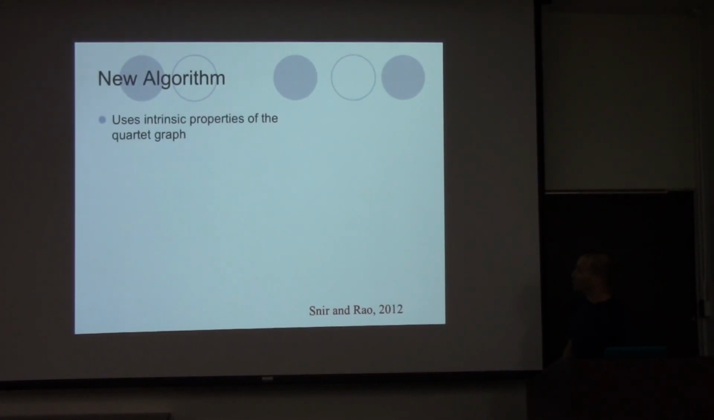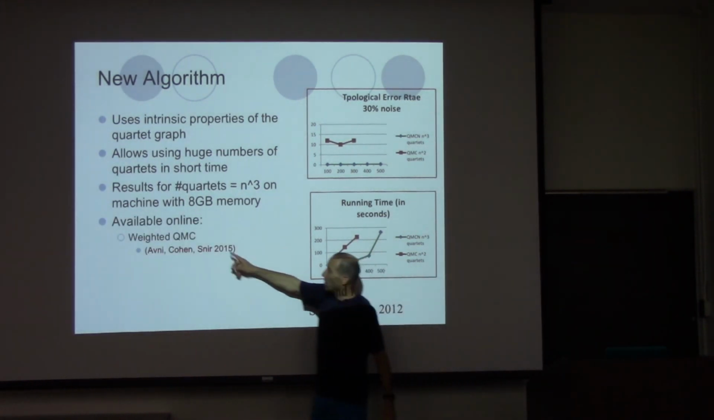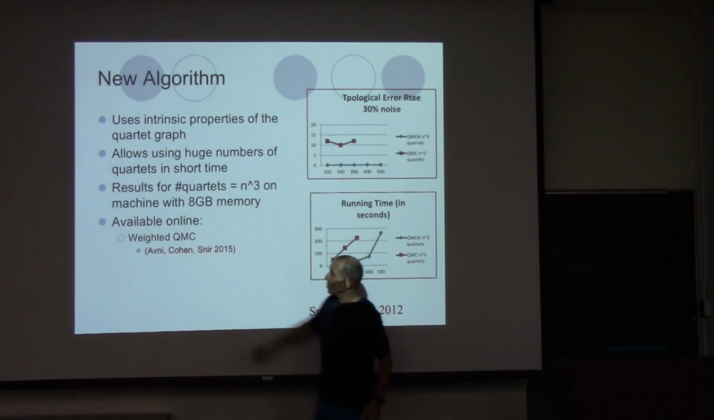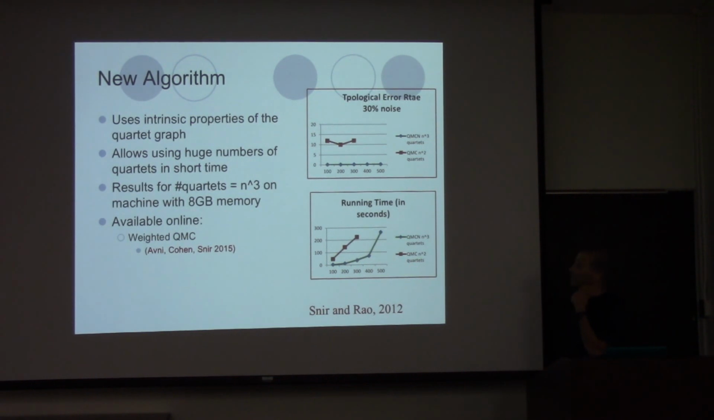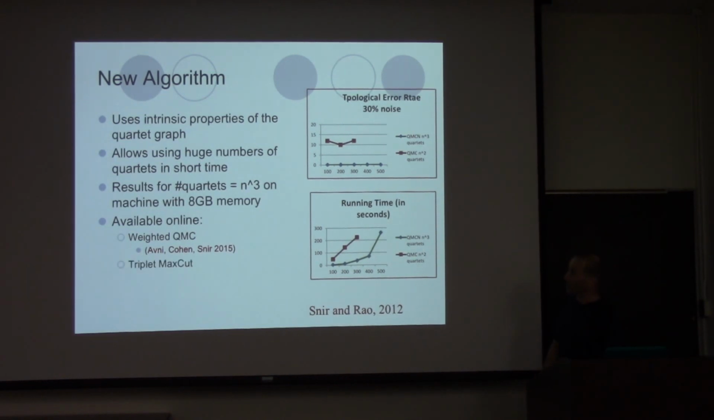And a new algorithm that we developed in 2012 uses intrinsic, and later even weighted max cut that was published recently with Eliran as leading author. Here it allowed us to analyze much bigger data sets. And triplet max cut, which is just being published now by other guys in the lab, is the max cut over the triplets.